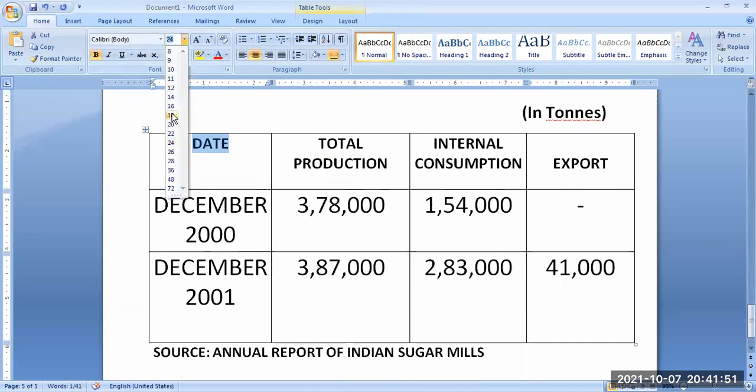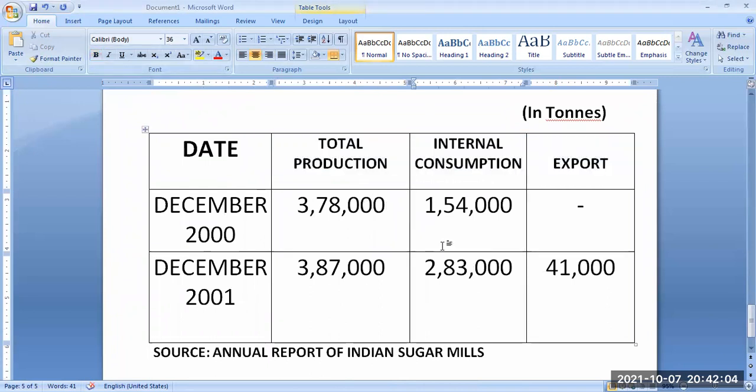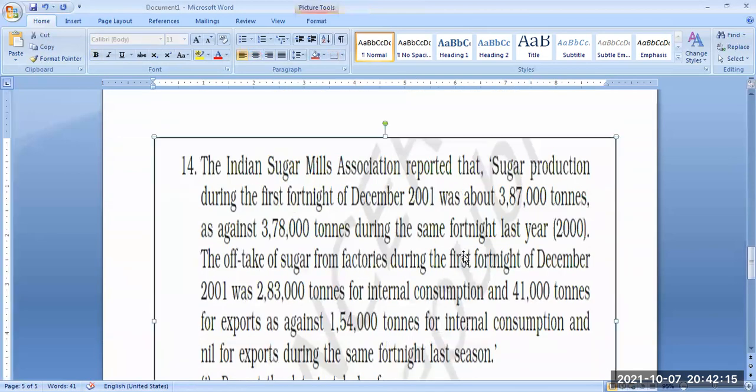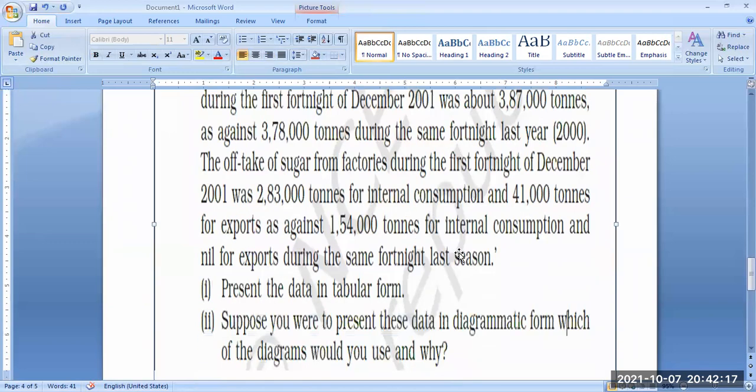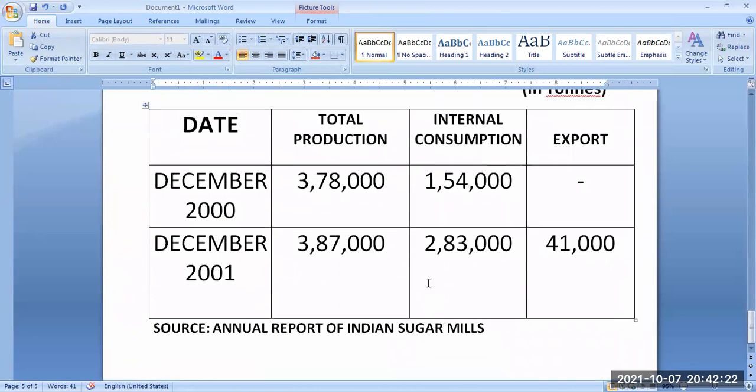Am I correct? In the beginning of this chapter, we have seen different types of presentations: descriptive presentation, tabular presentation, diagrammatic presentation. This is difficult to understand, whereas this is a tabular presentation, and we can easily understand.